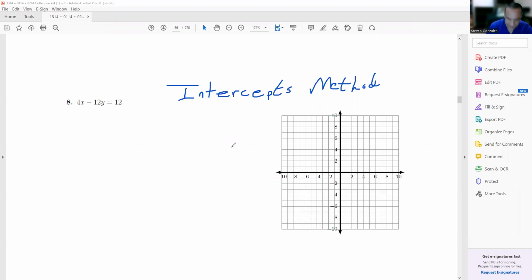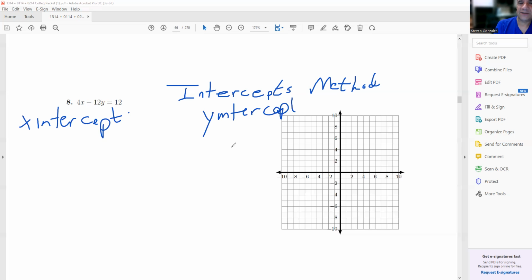Here's another video that might help immensely. So when they say intercepts method in the book, they're wanting you to find the x-intercept and the y-intercept, because any of these linear equations is going to have an x-intercept and a y-intercept. The x-intercept can fall on the x-axis, and it's going to have this kind of coordinate. We don't know if it's actually there, but just to illustrate.